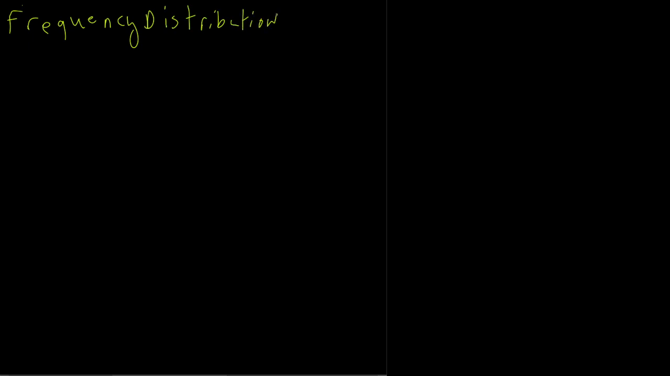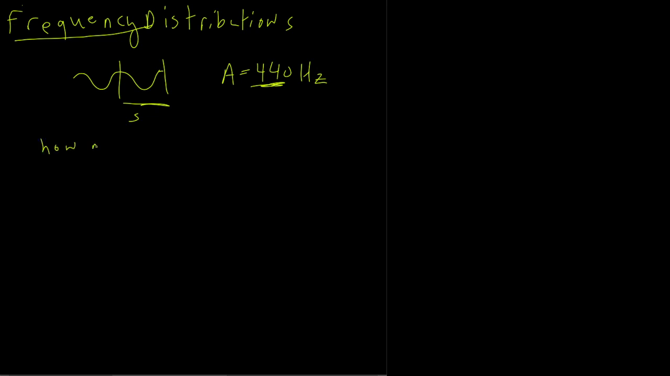But frequency distributions. And the root here is frequency. When something is frequent, we tend to think of music where we have waveforms. And the frequency is how many waves pass a certain point in a second, right? So the A in music is 440 hertz or 440 waves per second. And that's a frequency.